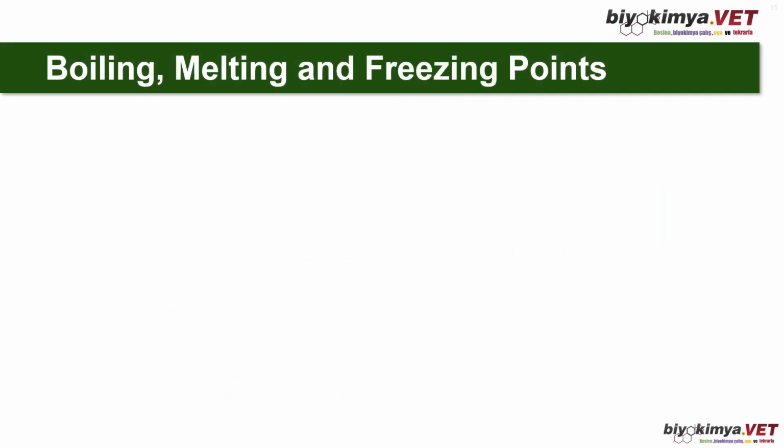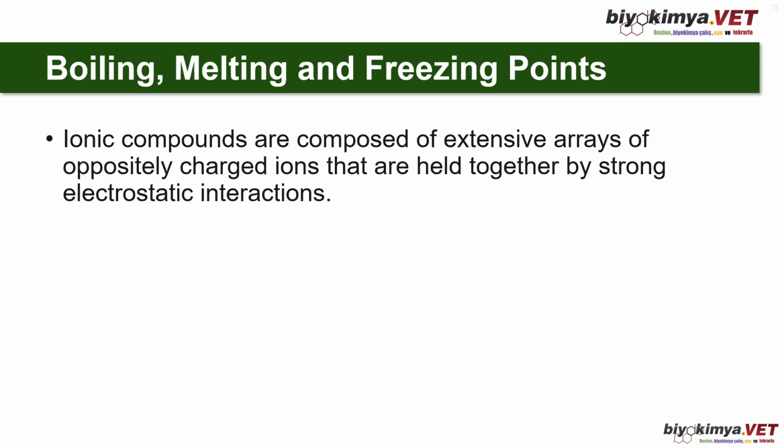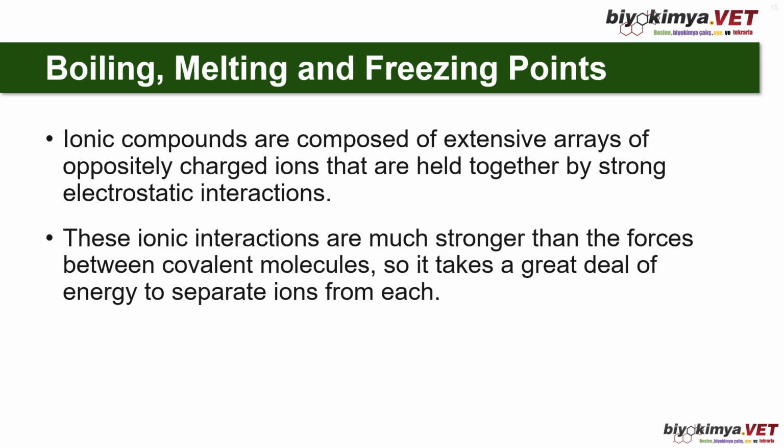Boiling, melting, and freezing points. Ionic compounds are composed of extensive arrays of oppositely charged ions that are held together by strong electrostatic interaction. These ionic interactions are much stronger than the forces between covalent molecules. So a large amount of energy is required to pull the ions apart. So it takes a great deal of energy to separate ions from each other.